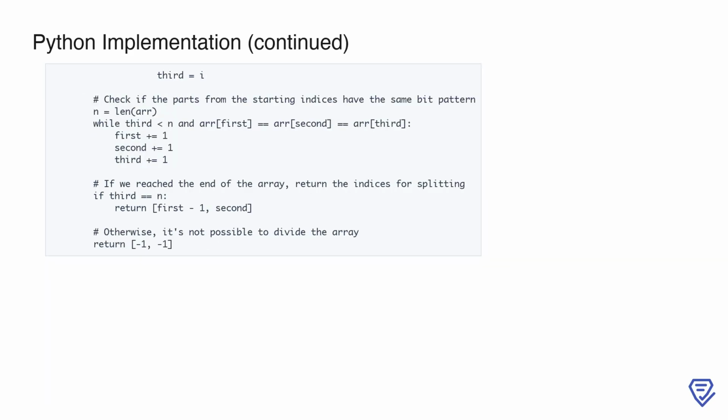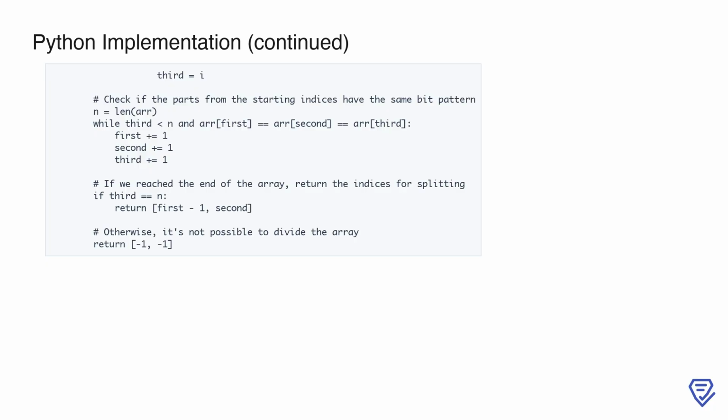Once we have determined the starting indices for the 3 parts, the next step is to ensure that the binary patterns starting from these indices are identical. We use a while loop to compare the elements at the first, second, and third indices simultaneously. As long as the values at these indices are equal and the third pointer has not reached the end of the array, we increment all 3 pointers to continue the comparison.